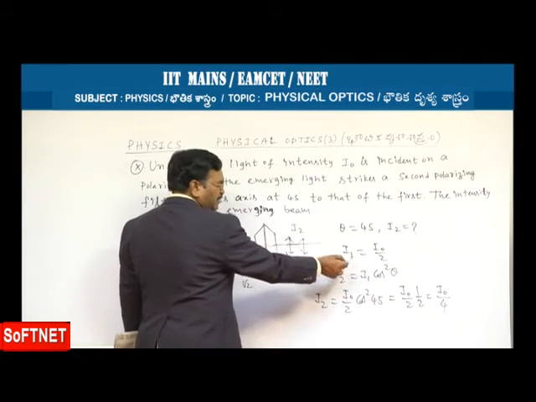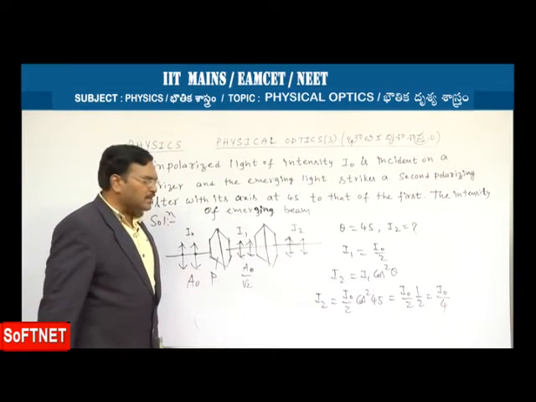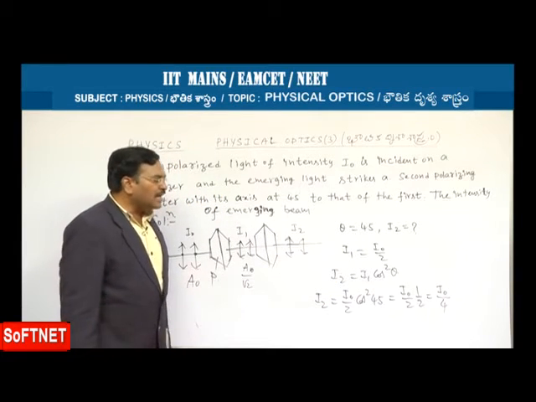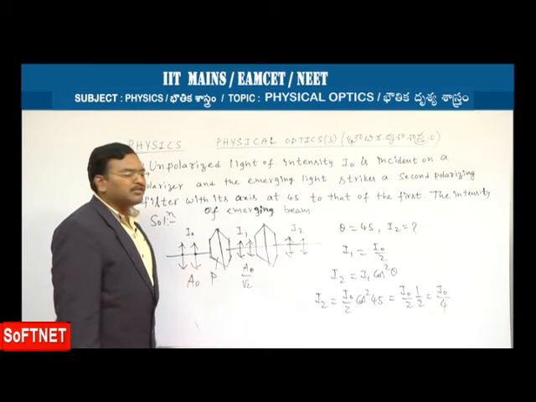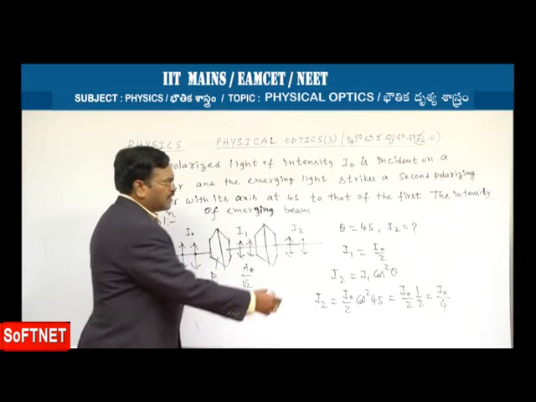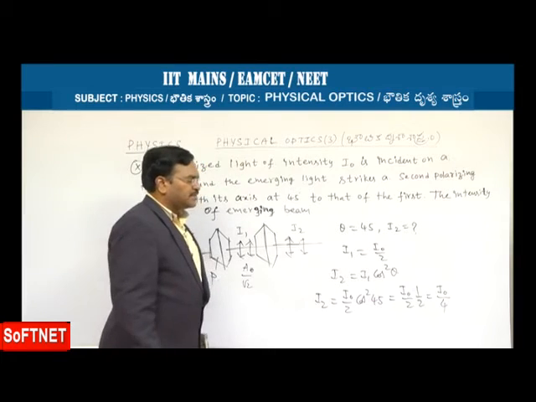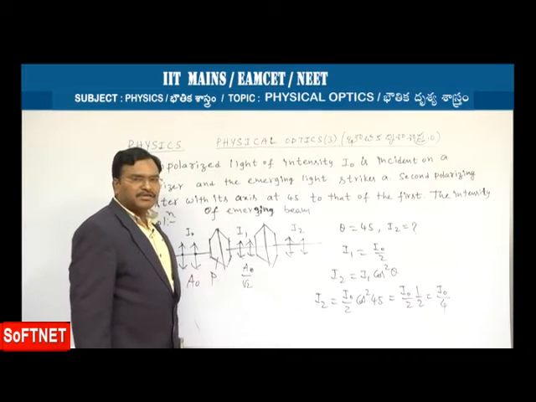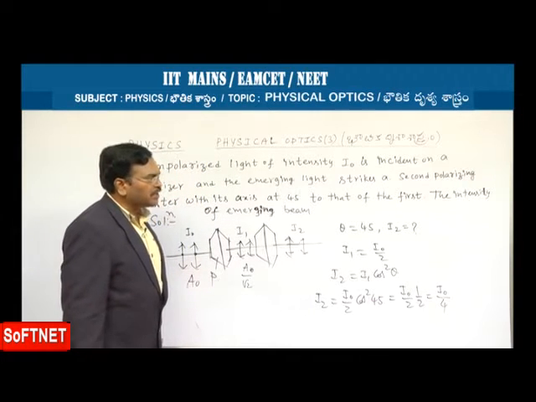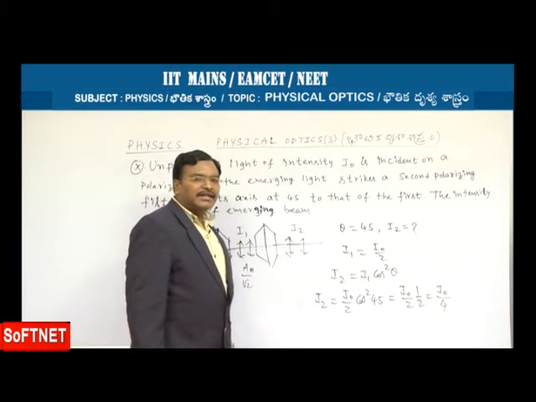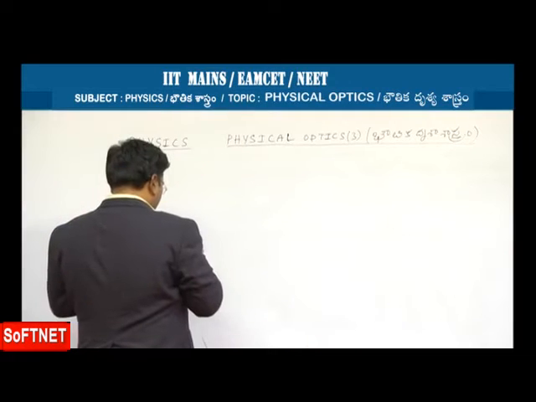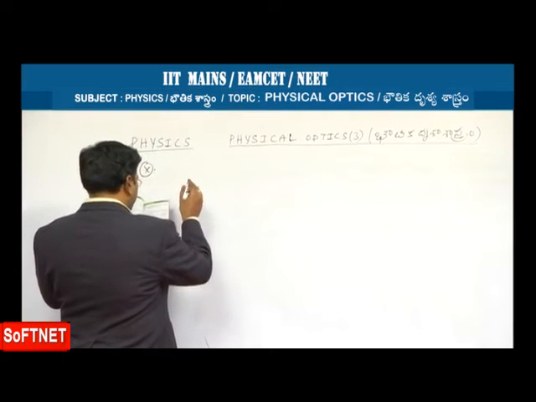I1 becomes I naught by 2. I2 becomes I1 cos square theta, according to Malus law. So I2 is I naught by 2 cos square 45. Cos 45 is 1 by root 2, and 1 by root 2 whole square is 1 by 2. So the answer is I naught by 4.